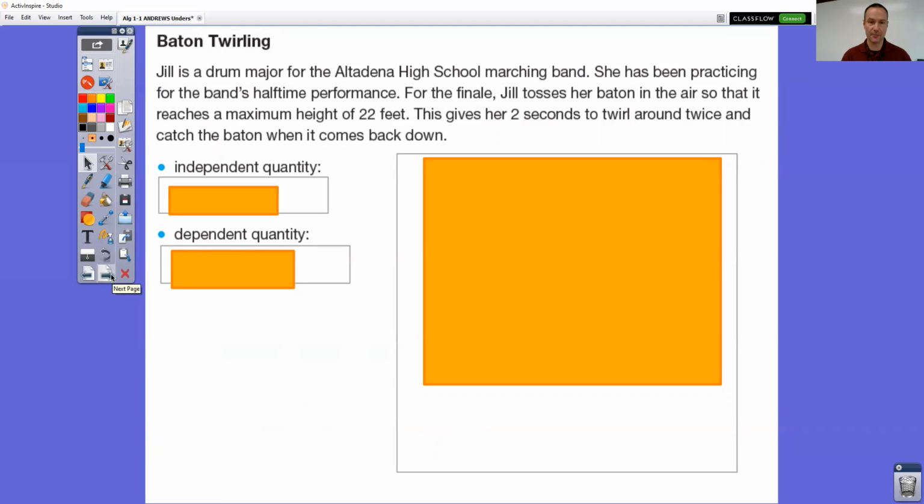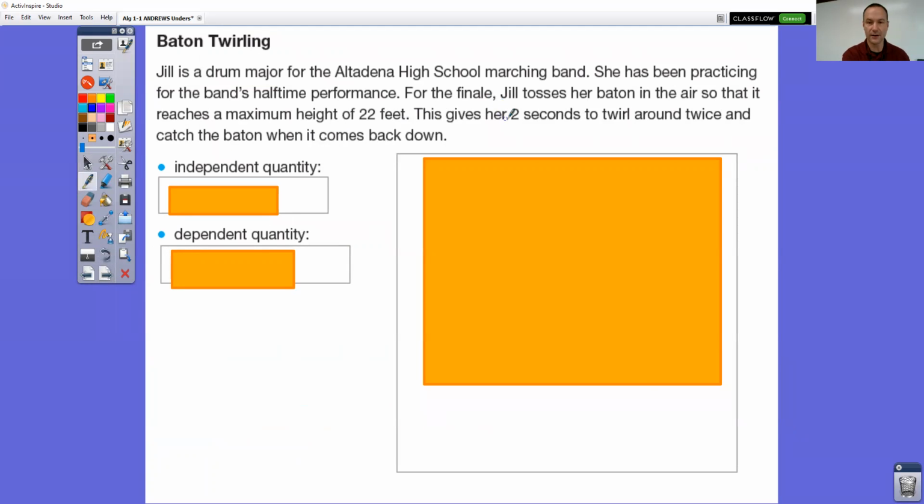Baton twirling. Jill is a drum major for the Altadena High School marching band. She has been practicing for the band's halftime performance. For the finale, Jill tosses her baton in the air so that it reaches a maximum height of 22 feet. This gives her 2 seconds to twirl around twice and catch the baton when it comes back down.